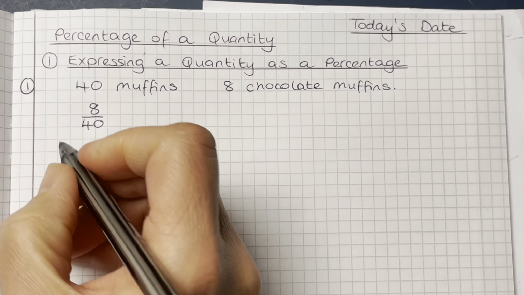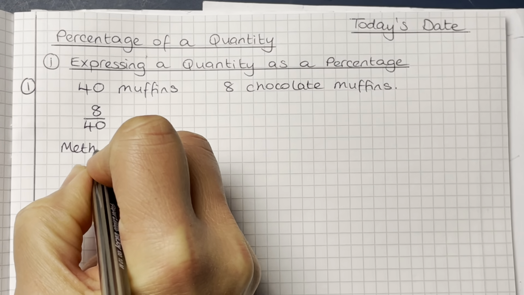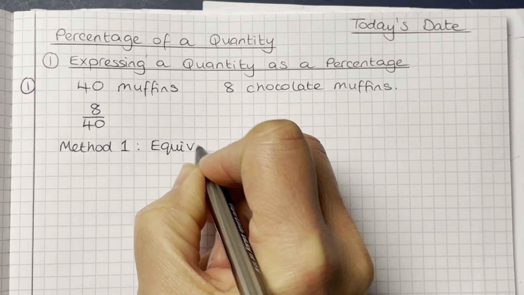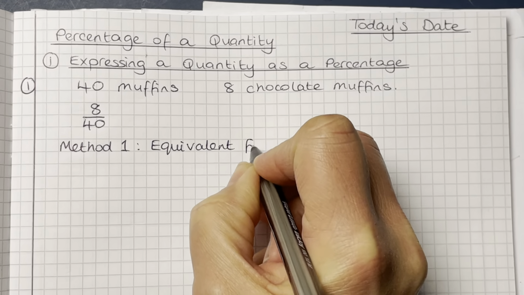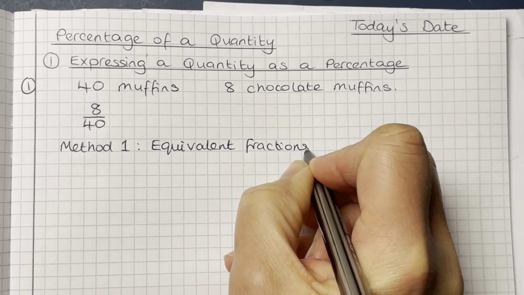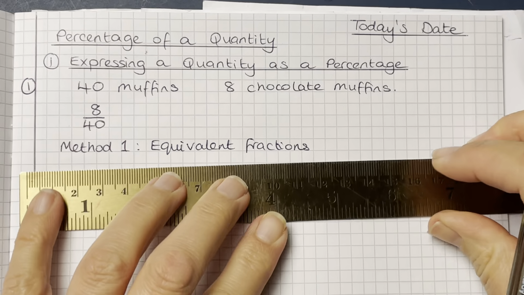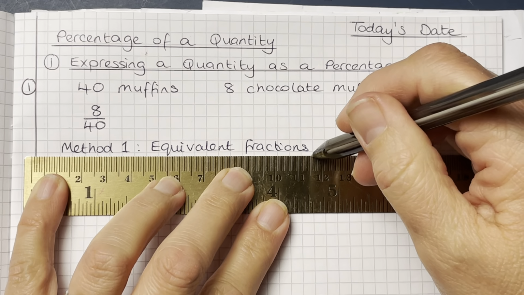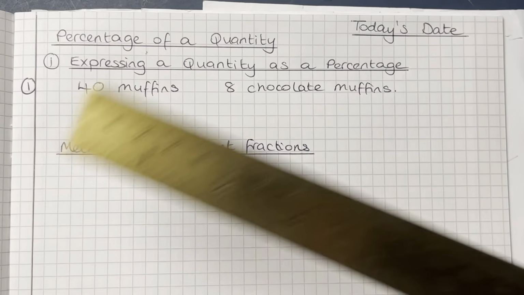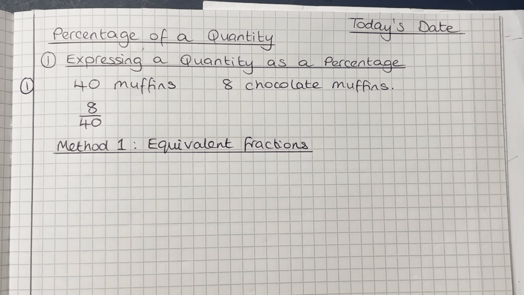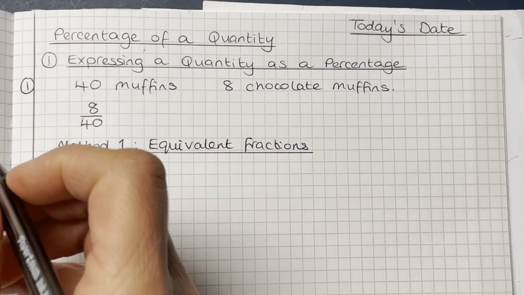Let's see how I can do this. I'm going to show you two different methods. Okay, method 1, we're going to use equivalent fractions. Now you will recall from our previous lesson on percentages that we talked about percent means out of 100. So one option is to create an equivalent fraction with a denominator of 100. Let's see how we can do it with this one.